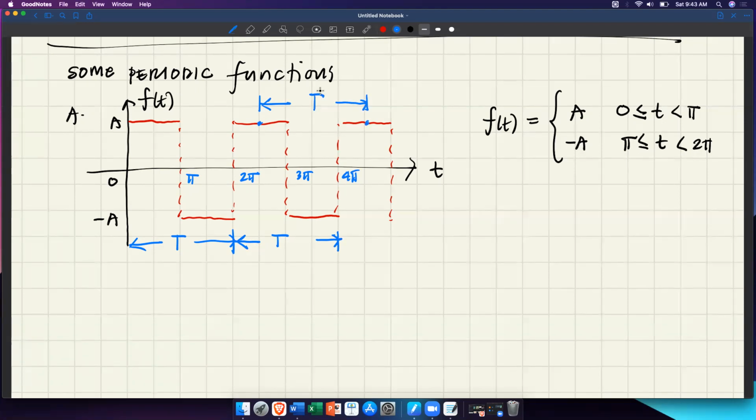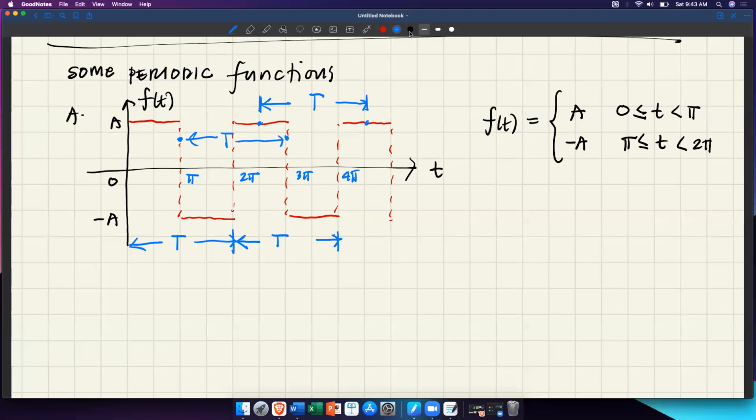For example, this is an example of one period. This is also the same as the period here, same as the period here. So if you want to measure from this point up to this point, they will have the same value for a period of T. So that's how a periodic function works.